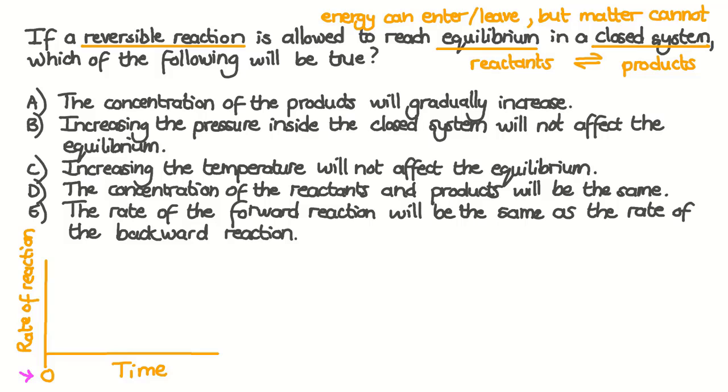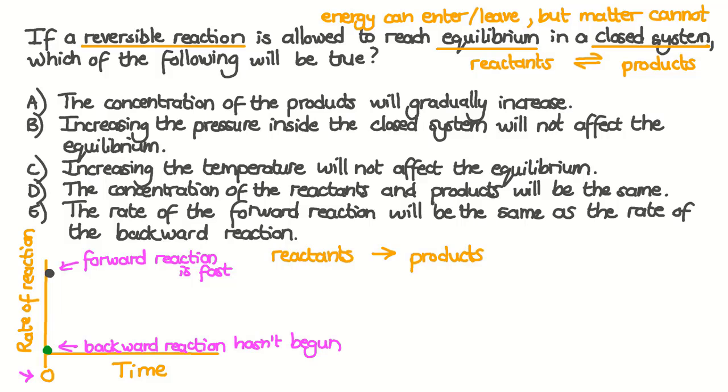We can plot the progress of the reaction in terms of rate of reaction versus time from time equals 0. At time equals 0, reactants form products very fast. And at time equals 0, before any products have formed, the backward reaction hasn't yet begun.